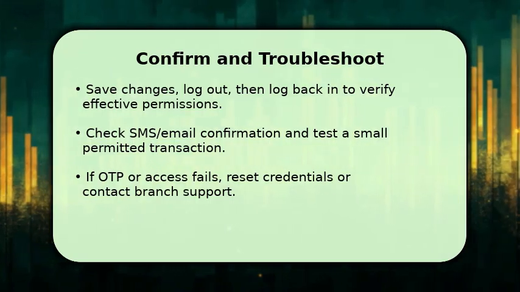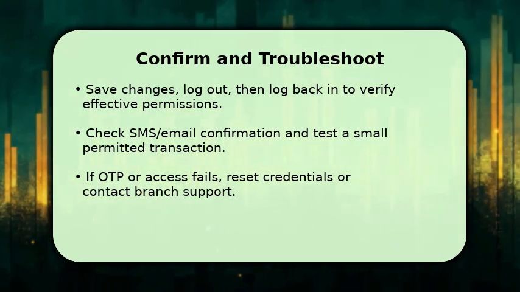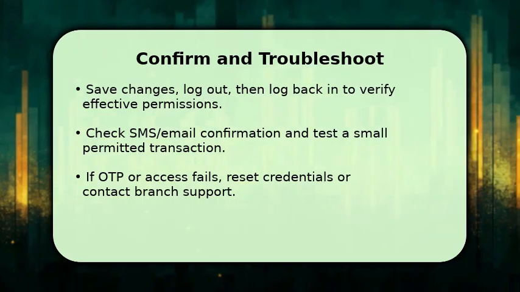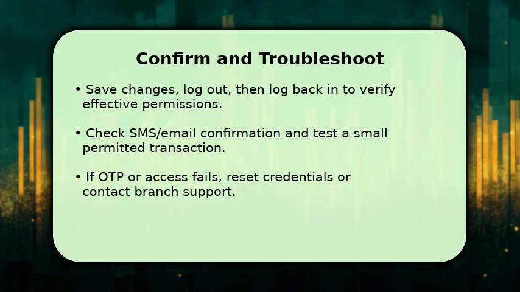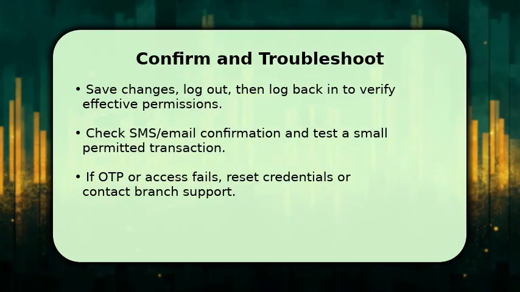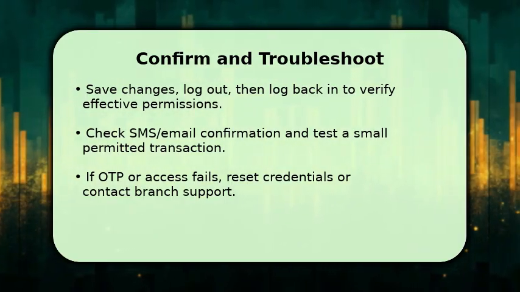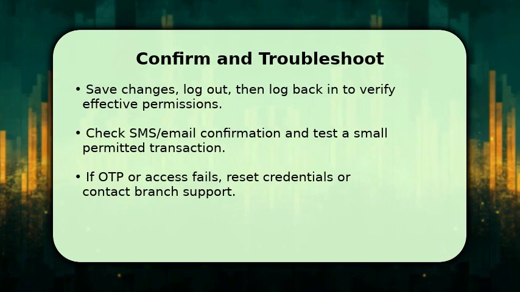If anything goes wrong, such as persistent OTP failures or missing options, reset your credentials, check registered mobile number, and contact the branch or PNB customer support. They can resync your profile and resolve authorization mismatches quickly.